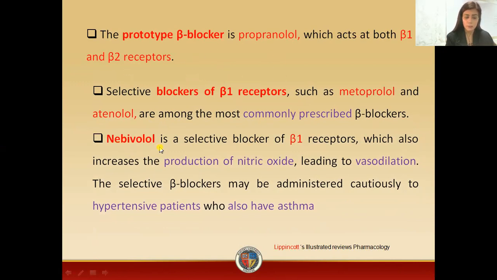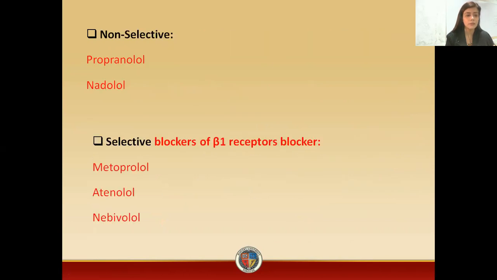When I talk about nebivolol, that is a blocker of the beta 1 receptor, an additional benefit is that it has the ability to increase the production of nitric oxide. And we already know that an increase in production of nitric oxide will result in vasodilation. This nitric oxide itself is a vasodilator, and this will help in lowering your blood pressure by facilitating the blood flow. So it can be used in patients with hypertension and also in patients who have asthma, because this is a selective one. This is only acting on the beta 1 receptor, as I have discussed here.